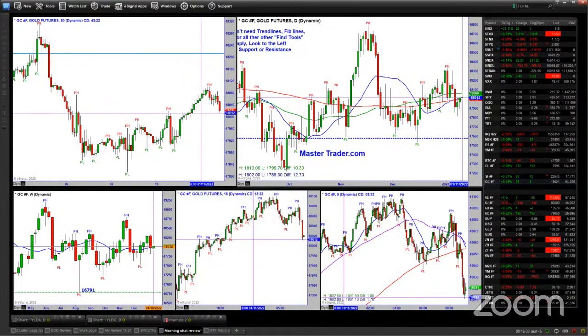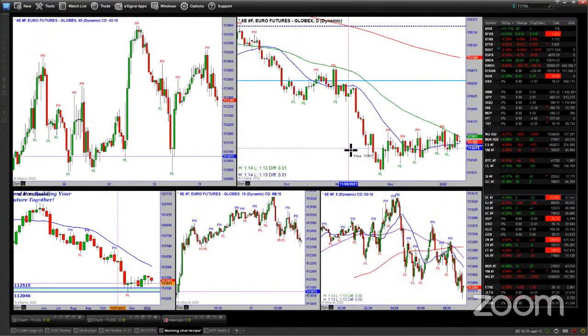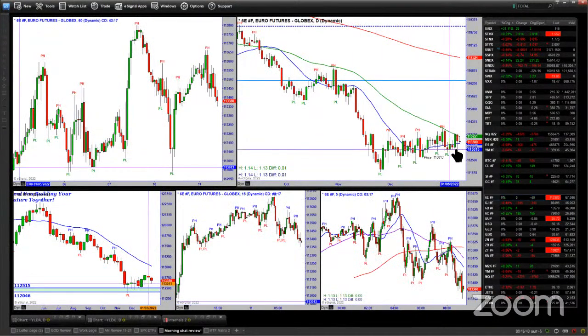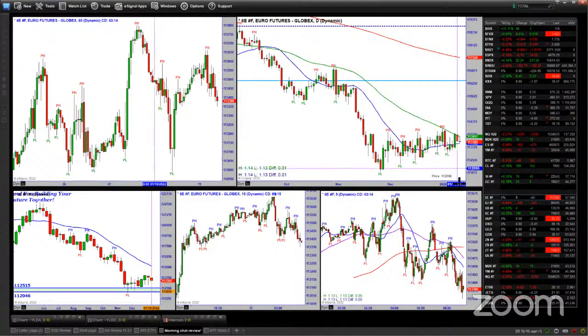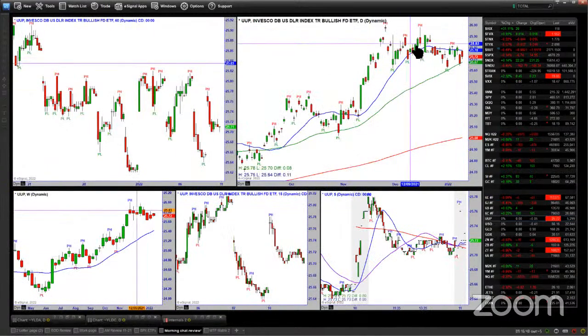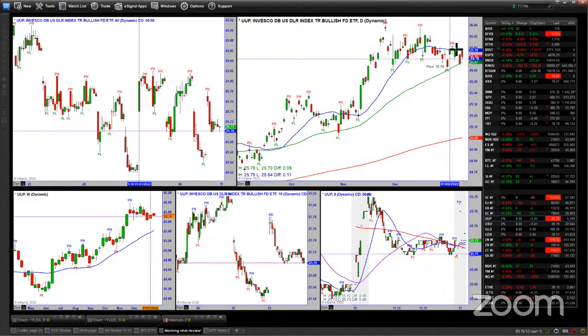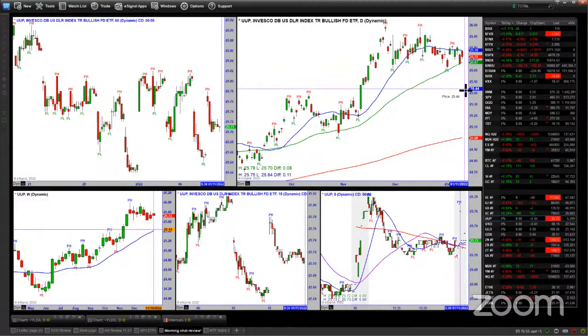All right, there's the euro, doing absolutely nothing here, flatlining. The dollar was something that was in the news quite a bit, and it's just consolidating after its move up. So, set alerts above and below.